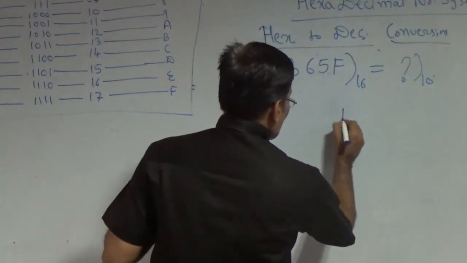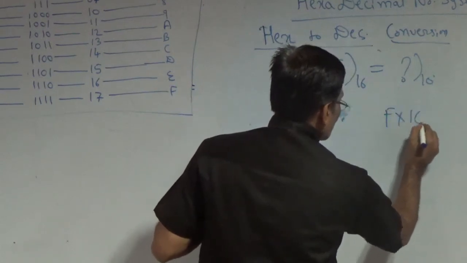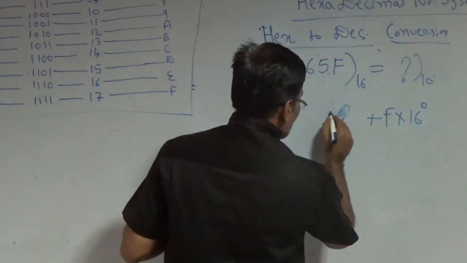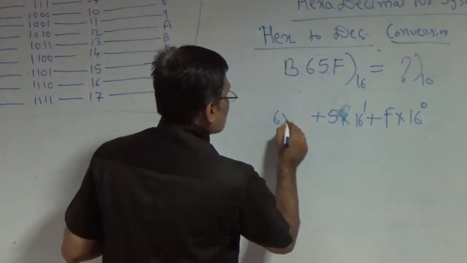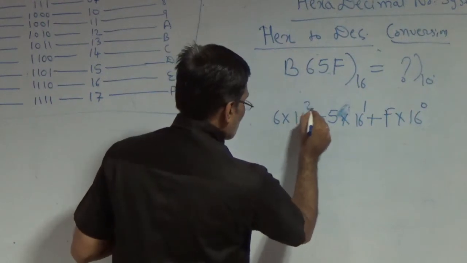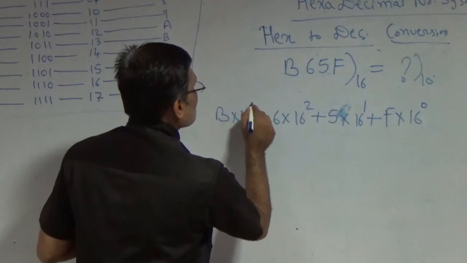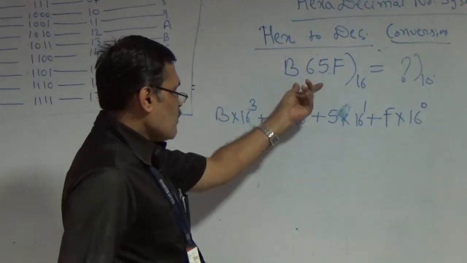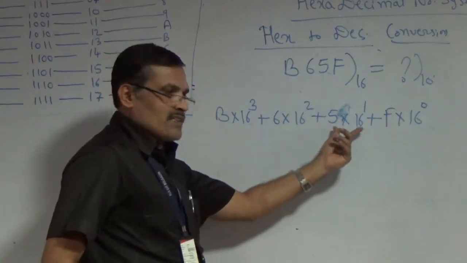Okay, so F into 16 raised to 0. Next digit is 5 into 16 raised to 1. Next digit is 6 into 16 raised to 2. And the next one is B into 16 raised to 3. So I have expressed the given number as the sum of powers of 16.